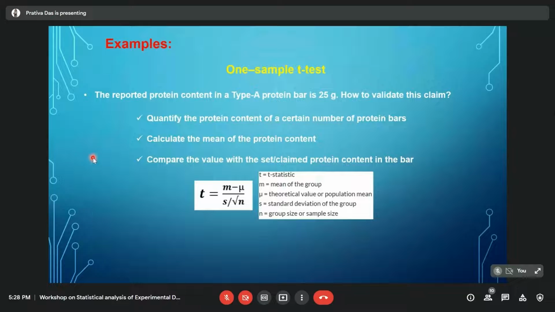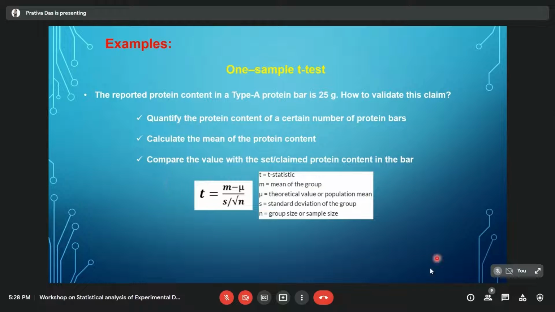A typical example is that a company reported that in a certain protein bar, the amount of protein present is 25 grams. Now, how are we going to validate this claim? We have to get those protein bars, extract the protein and quantify it first. Then after we get some value, we run this one sample t-test against the claimed value to check if it is true or not.